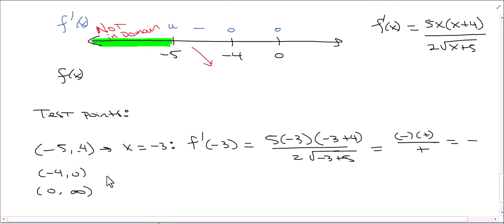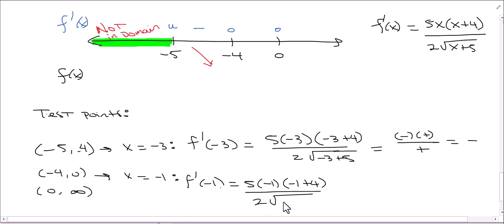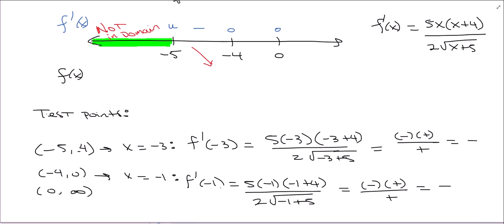Now in the interval -4 to 0, we can pick something else, say -1. So what about f prime of -1? So you're going to have 5 times -1, -1 plus 4 over 2 square root of -1 plus 5. And so we're going to have negative times a positive, so same thing, negative times a positive over positive. That's going to be negative again. So the derivative here is negative, which means that the function is decreasing. Be consistent with the colors here.